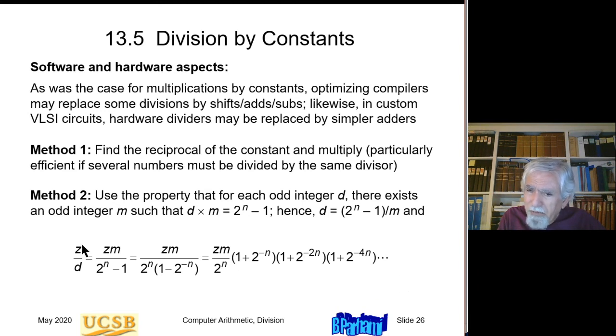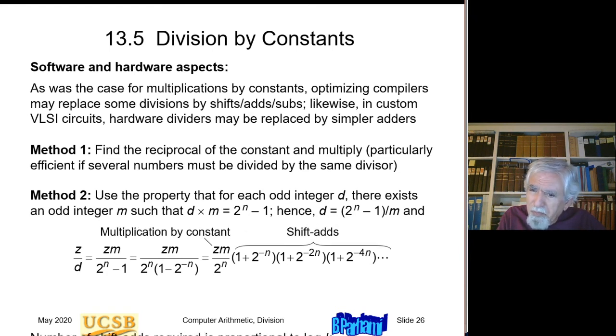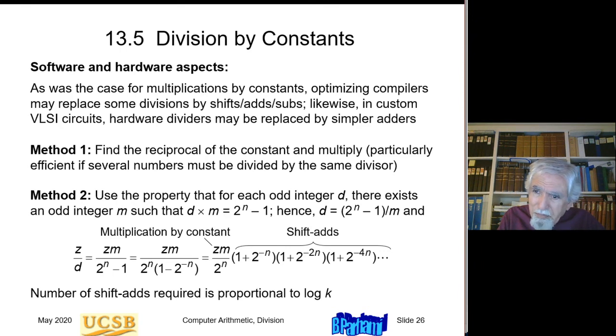So I converted division by a constant into multiplication by a constant, a shift, and several shift and adds. The number depends on how many of these terms I have to include. And the number of shift adds required is proportional to log k, because this exponent doubles in each iteration, so pretty soon it becomes too large to matter.